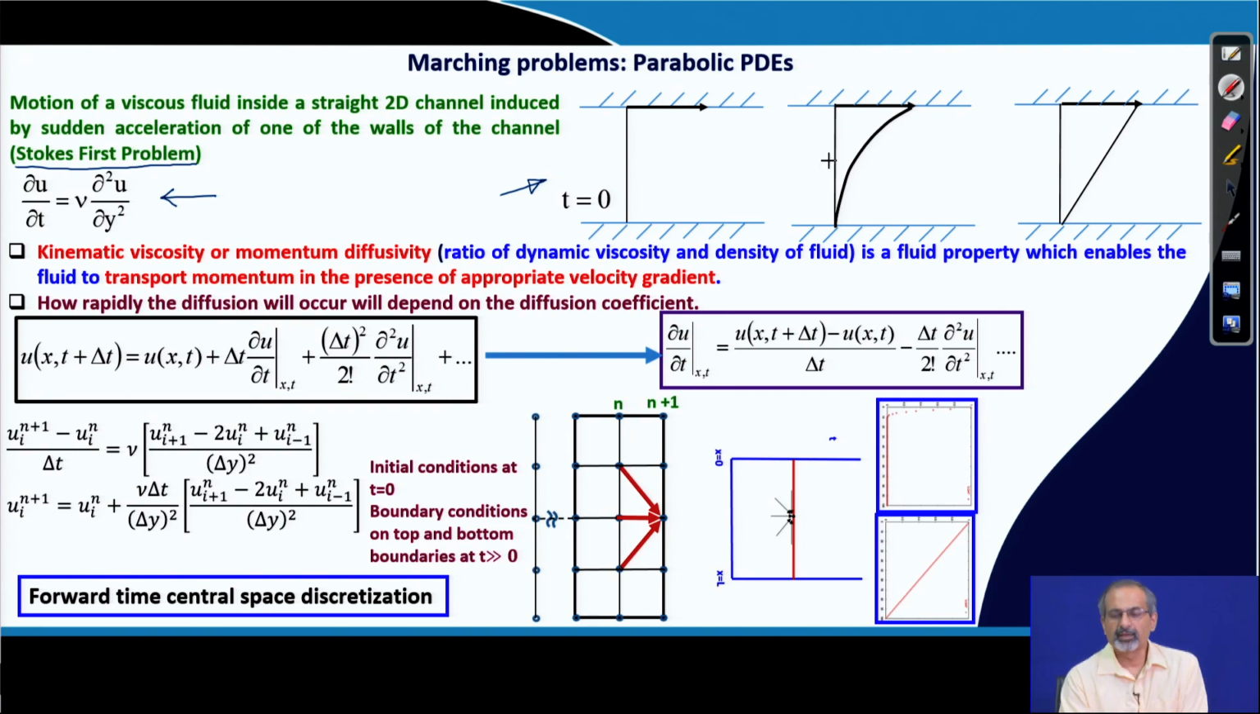You have two parallel walls at a finite distance, stretched between negative to positive infinity, and you have a viscous fluid in between, which is initially at rest. And at t equal to 0 plus, the upper wall or upper plate is moved towards the right with a certain velocity, let us say u infinity. So, it is given a sudden acceleration and then it continues to move with that velocity perpetually beyond that time.